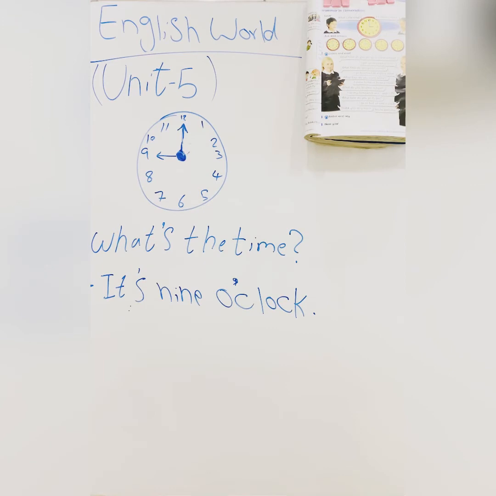For the last example, we can see both the short and the long line are on 12. So what are we going to say? We're going to say it is 12 o'clock. Because both of the lines are on 12, we say it is 12 o'clock.